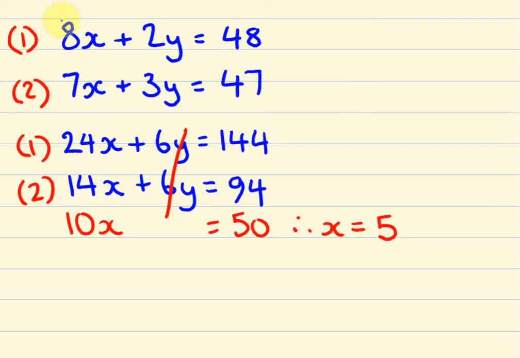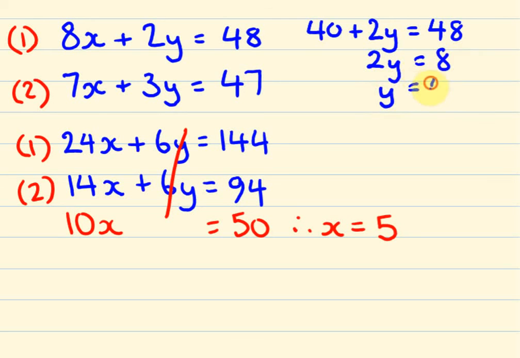Okay. So we're going to substitute our value in now of x to work out what y is. So we'll do it for equation 1. So if x equals 5, 5 times 8 equals 40. 40 plus 2y equals 48. So we can take 40 off both sides. We're going to end up with 2y. Take it off there. We're going to take it off here as well. So we're going to end up with 48 take 40, which is going to be 8. Therefore, y equals 4.